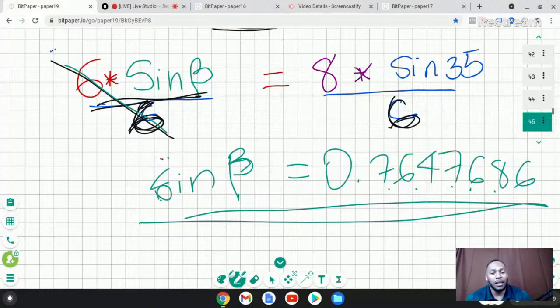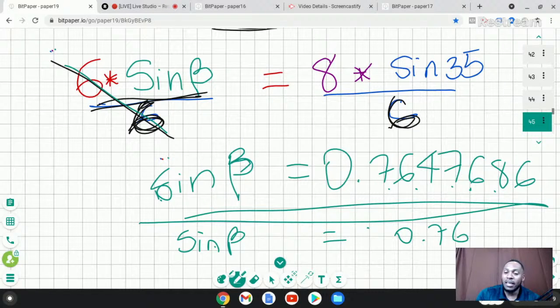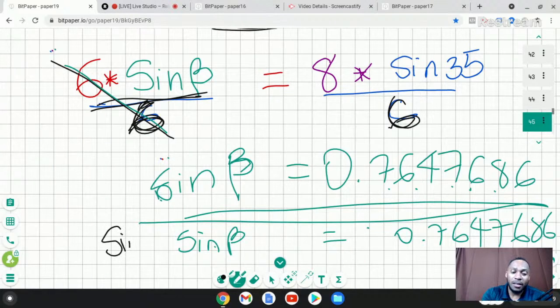So what you would do is take the inverse sine of both sides of this equation. I'll put this in a different color so you understand this is not the same. So this is what I had here: sine of beta is equal to 0.764768. And to find the angle beta, I'll take the inverse sine, the arc sine, of this, and also the inverse sine of this.